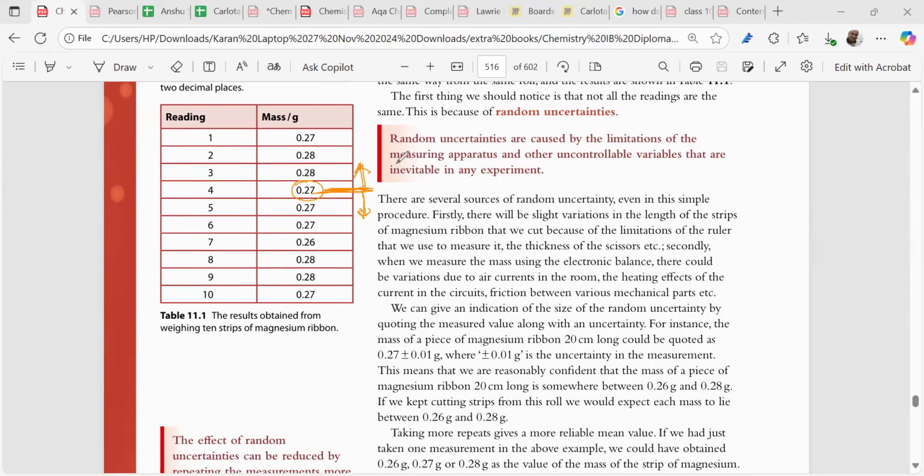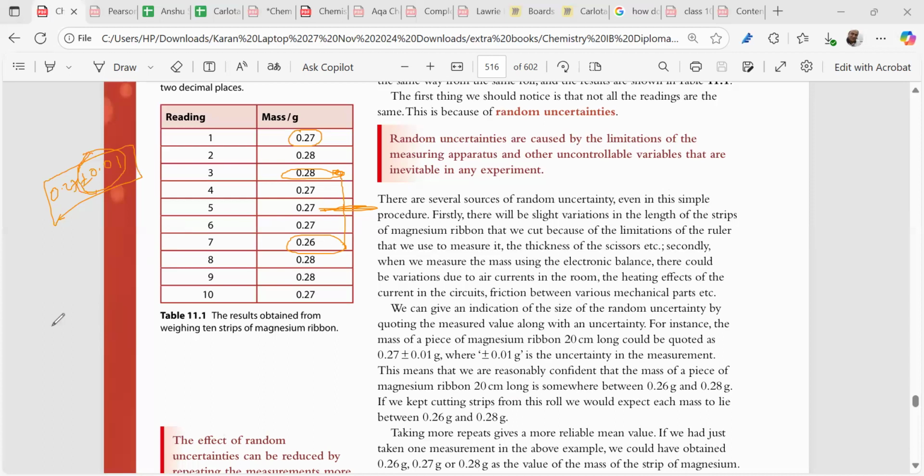So this is a very important portion we have to master. Random uncertainty is due to the inability or limitations of the machine, or due to other uncontrollable variables, which are inevitable. So we have to see how to represent this uncertainty. Here it is weighing this, so it will be 0.27 plus minus 0.01. This is the way we represent the uncertainty. From the mean value it is plus 0.01 over here, and minus 0.01 also, right? Is it clear? That's very important information.